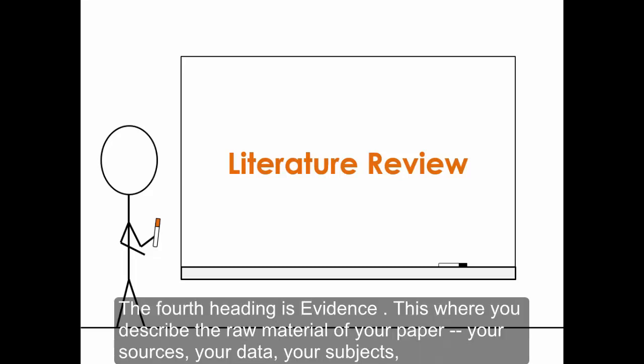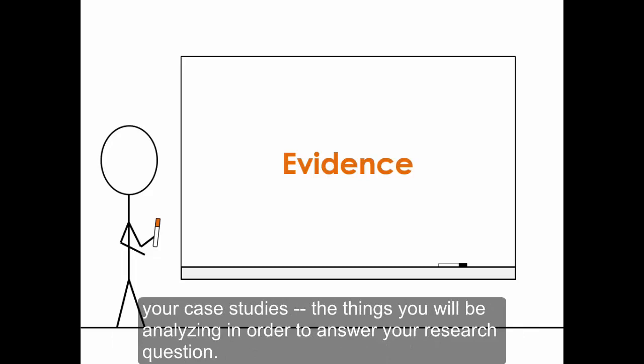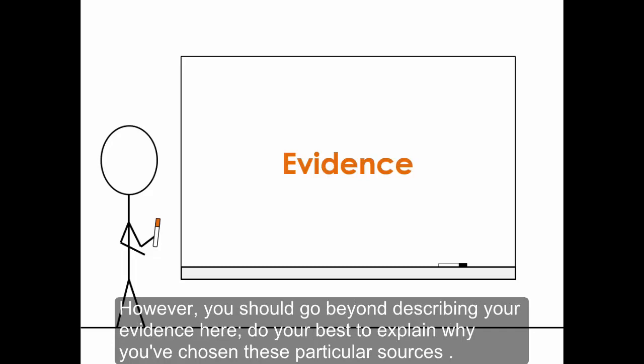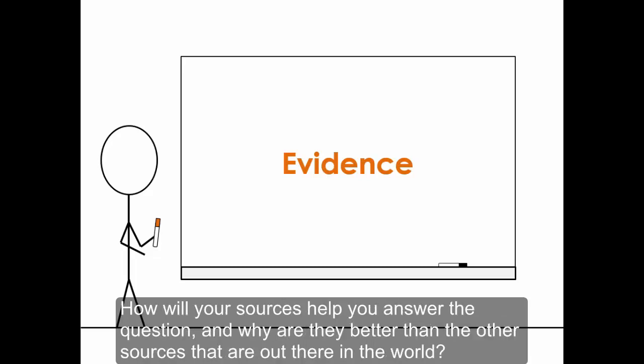The fourth heading is evidence. This is where you describe the raw material of your paper, your sources, your data, your subjects, your case studies, the things you will be analyzing in order to answer your research questions. Hopefully, you've already gained some familiarity with your evidence during your evidentiary review. However, you should go beyond describing your evidence here. Do your best to explain why you've chosen these particular sources. How will your sources help you answer the question? And why are they better than the other sources that are out there in the world?